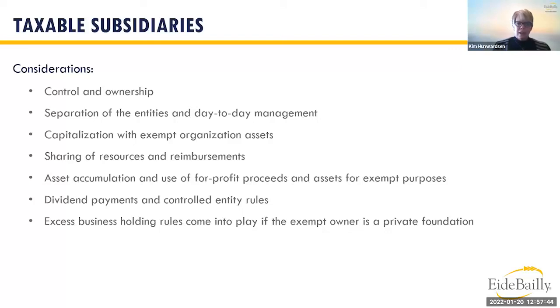the two entities. You can capitalize the taxable subsidiary with exempt organization assets. There can be sharing of resources, so sharing of staff, sharing of facilities, but again, we need to make sure the exempt organization is made whole. So we always have to protect the exempt organization. Again, dividends are paid out, so that's how you get money out of the corporation and back up to the exempt owner, is that dividend. No deduction at the corporate level and not treated as UBI at the exempt level. If our exempt entity is a private foundation, there are some excess business holding rules that can come into play. So private foundations are a whole different area. We aren't getting into that at all today, but just know that if you are a private foundation and you start looking at some of these subsidiary structures, there's some additional private foundation rules that have to be considered.